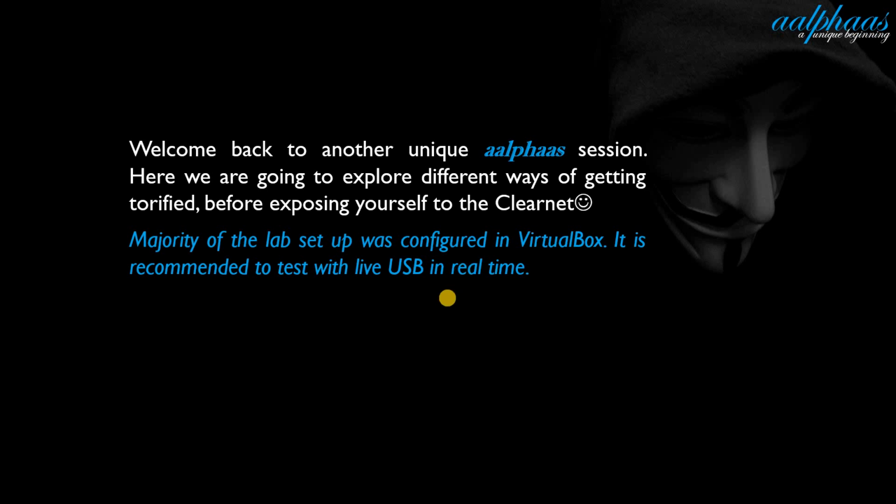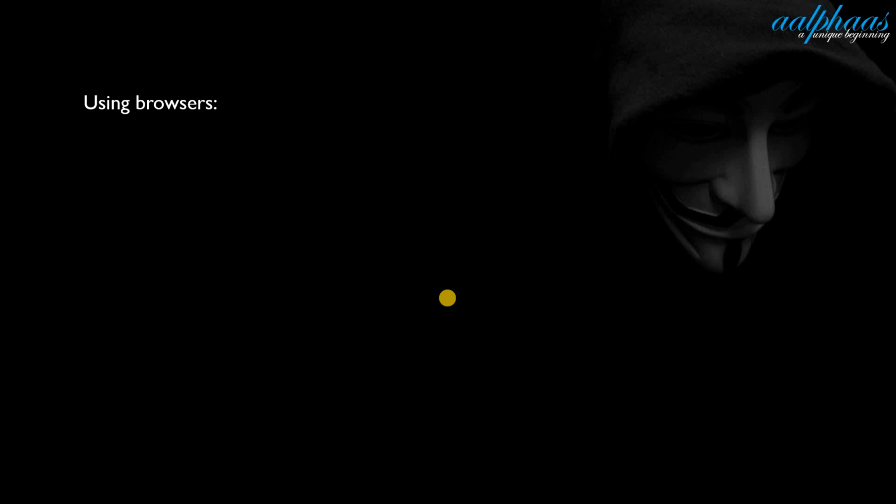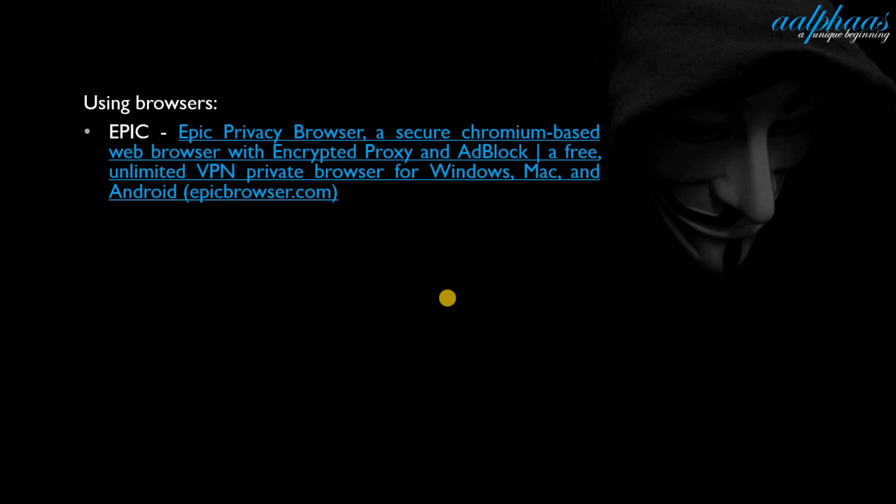Yeah, let's dive into the lab. First we will look into how to set up our anonymous way of browsing using different browsers. Here, this is one of my favorite browsers. It's called Epic. Epic is fairly simple to use, and it's a customized version of Chrome. It's Chrome, so beware of your RAM when you're using this one. But if you ask me, this is pretty easy to use.